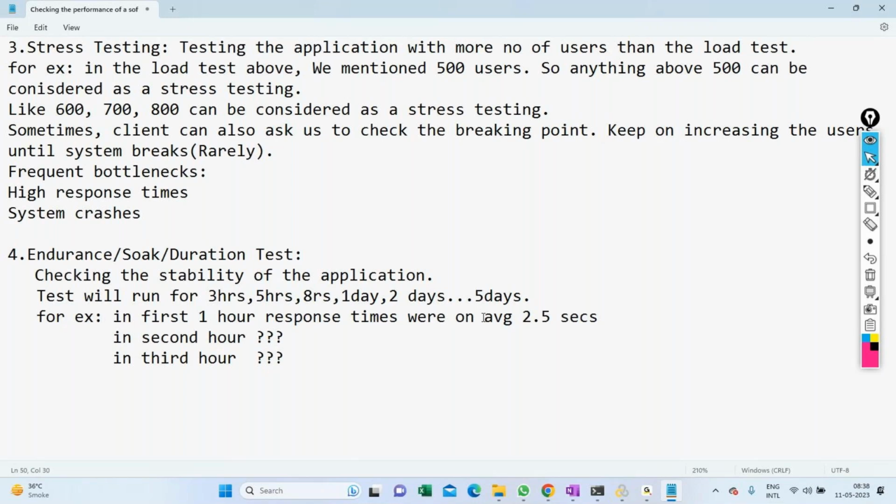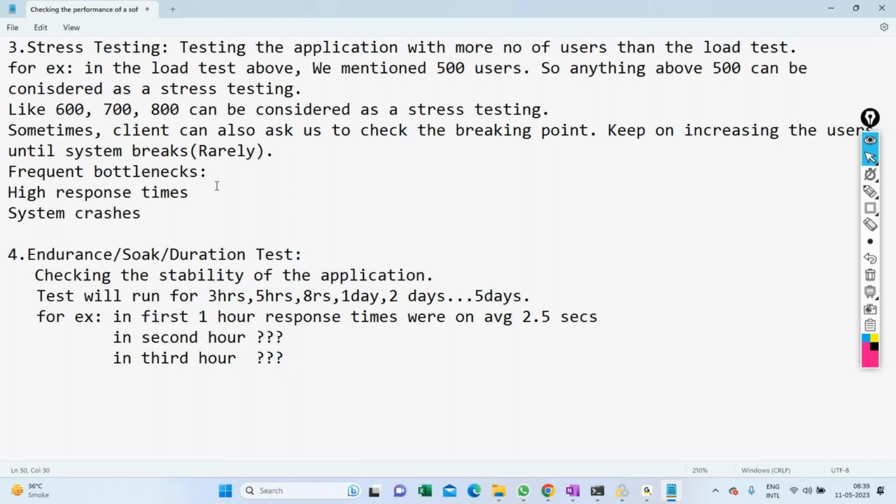That means the response time, whatever you are getting, should be consistent throughout the test. Like in the first 1 hour, if it is 2.5 seconds, second 1 hour, if it is 2.5 seconds, in the third 1 hour, if it is going to 8 seconds or 10 seconds, that means there is some issue. Your application is not consistent enough. Something is going wrong. Your application is not stable. So that's the reason we run the test for longer duration to find out any stability related issues.